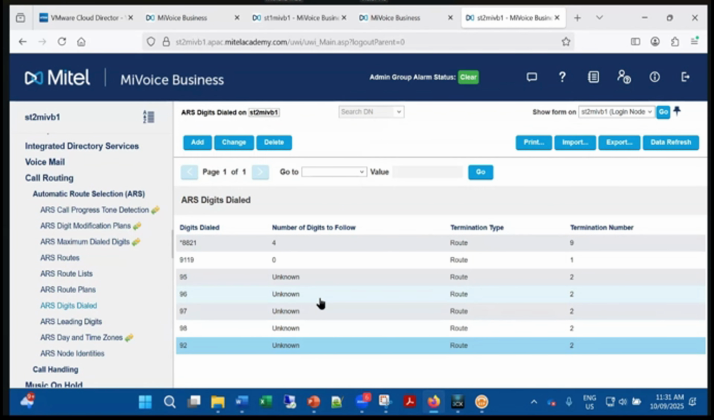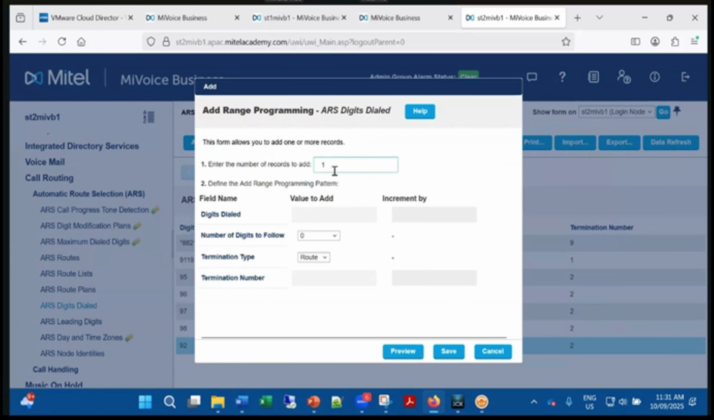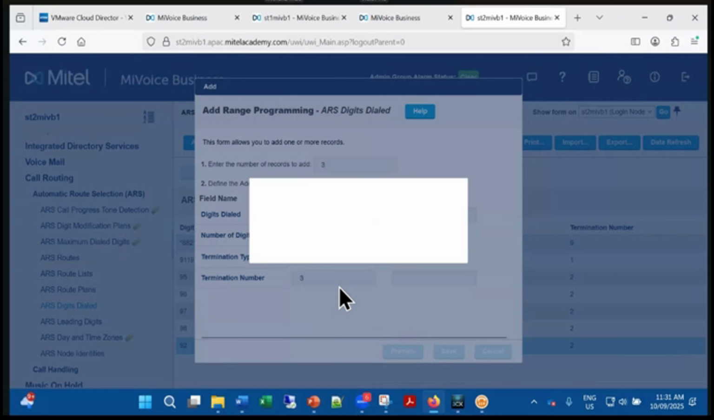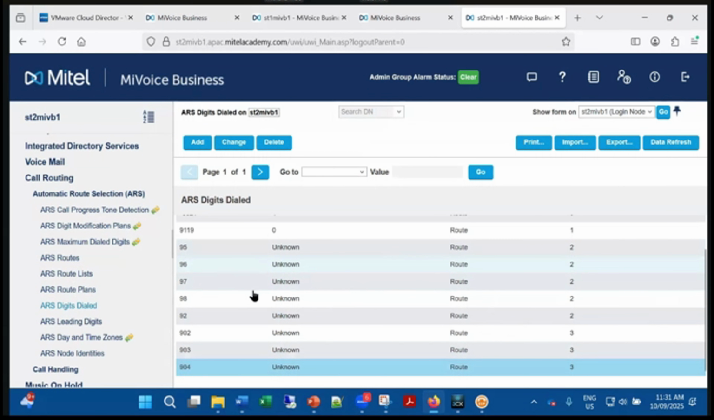My next one, national number, 02, 03, 04. That's in a nice sequence. 3 of them. 902. Increment by 1. Unknown. That must go out on route 3. See how easy it is if you have a table.